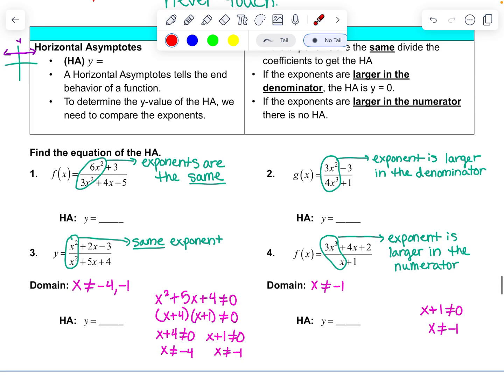Okay. All right, so some examples. If I look at number 1, I see that I have the same exponent, x squared and x squared. So same in the numerator and denominator. If it is the same, we divide the coefficients. Okay, so I see my coefficient is 6 over coefficient 3. We can simplify that to 2, which means the horizontal asymptote is y equals 2.